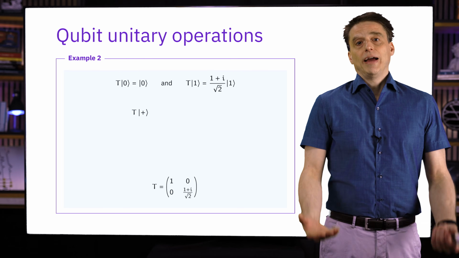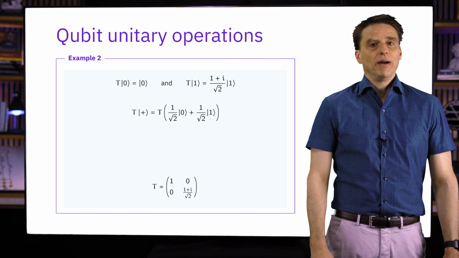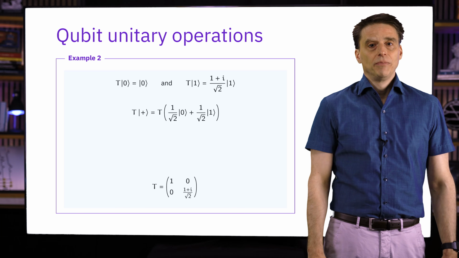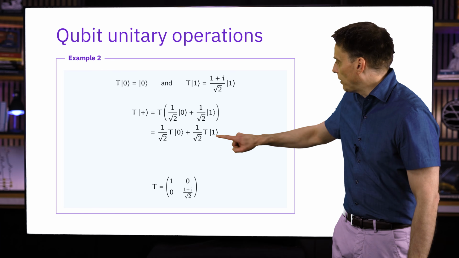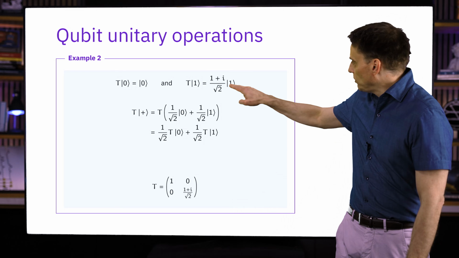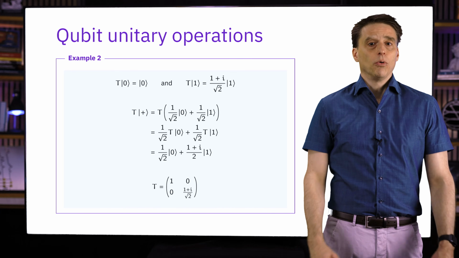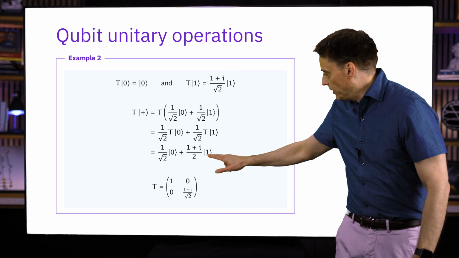And if we want to compute the action of the T operation on a plus state, for instance, we can start by expanding the definition of the plus state and then use linearity to express the result as you see right here. We can now just plug in these expressions up here, do just a little bit of simplification for the second term, and we obtain the result.